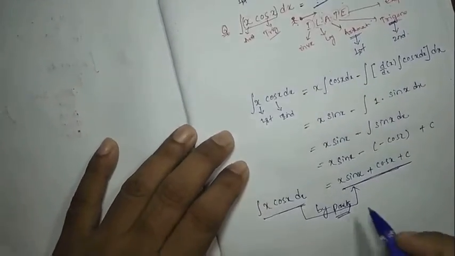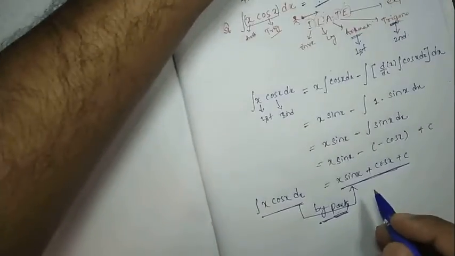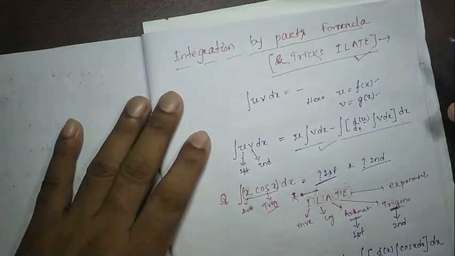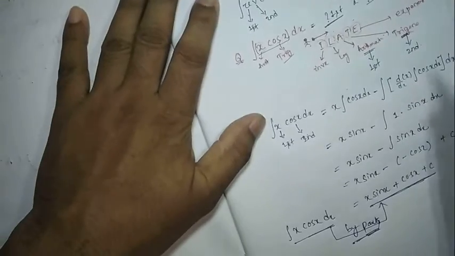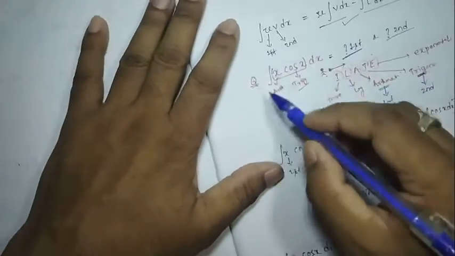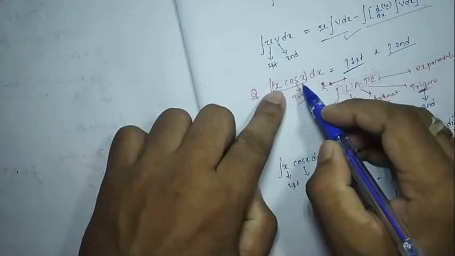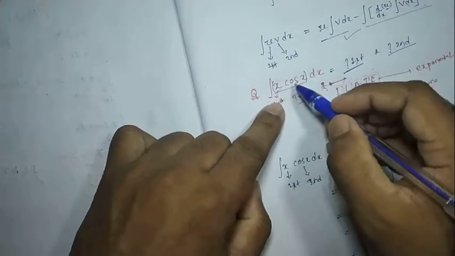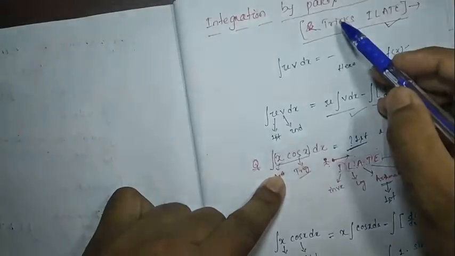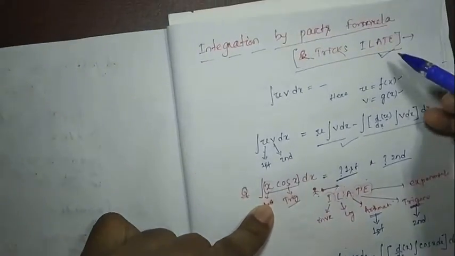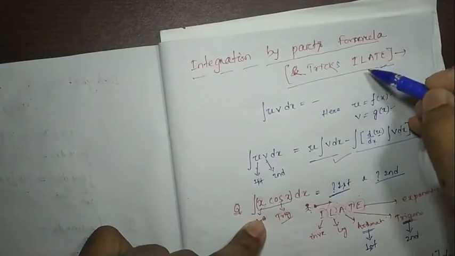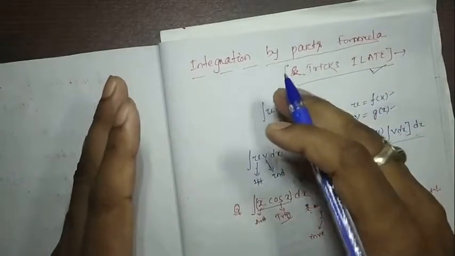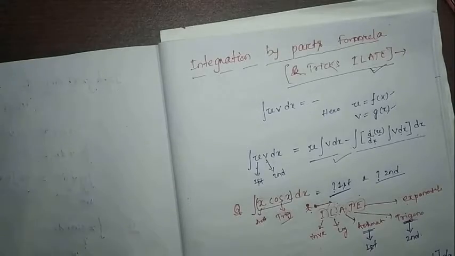with the help of the formula or the ILATE trick. So if you face this type of integration, where two functions are multiplied and you have to find its integration, then you have to use by parts, and also keep in mind that you have to use the ILATE trick to consider which one will be the first function and which one will be the second function.